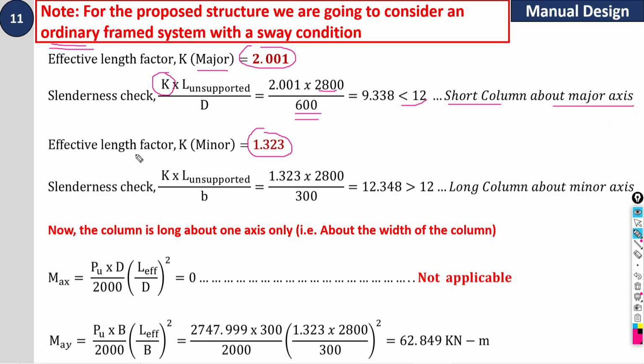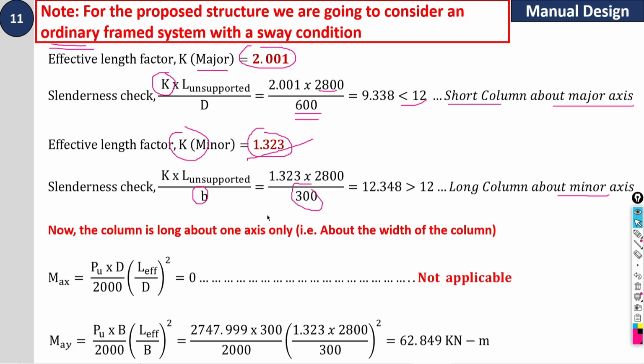Now effective length factor k about the minor axis is 1.323. So the slenderness check becomes 1.323 multiplied by 2800 mm divided by the width of the column, 300. After doing this calculation, we find our column is a long column about its minor axis. Long column about its minor axis.